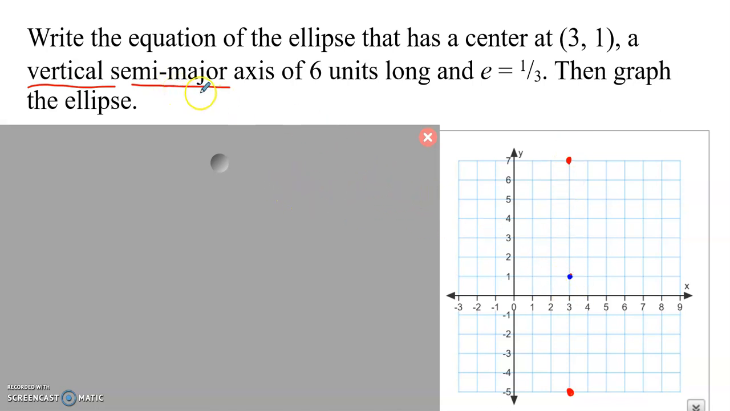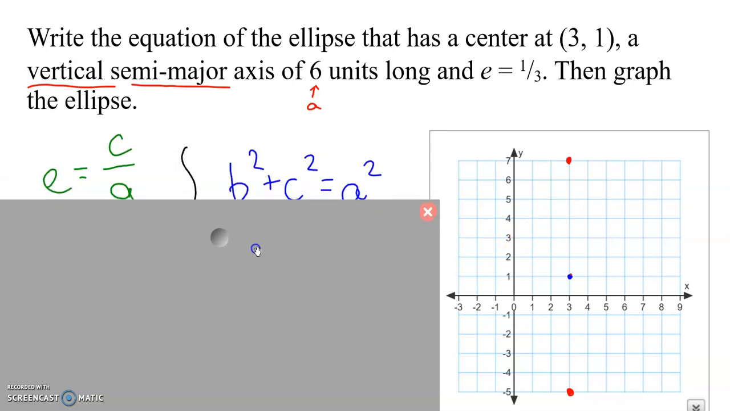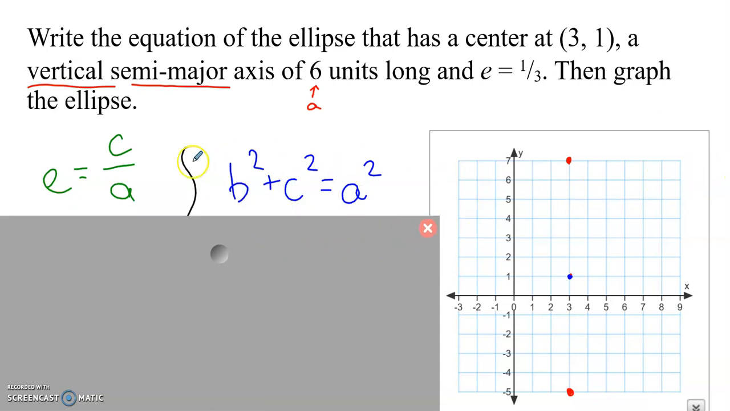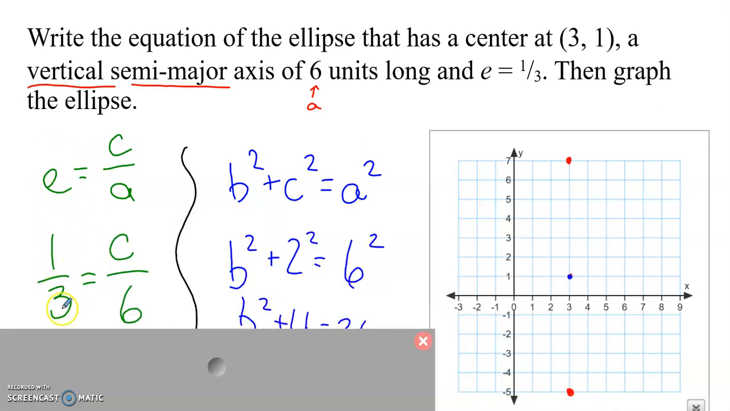Basically, this number right here is the value of A, and I don't know the value of B, nor do I know the value of C. So the general approach for all these problems is I'm going to use this formula and this formula to find any of those missing values. So you'll notice I only know A, which makes this formula not too useful because it would still have 2 variables if I plugged in a number there for A. However, I do know E is 1/3, so I'm going to start by using this formula right here and plugging in a 1/3 for E, and then I also plug in a 6 for A.